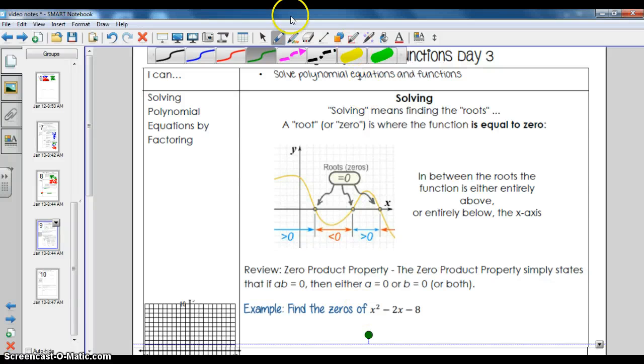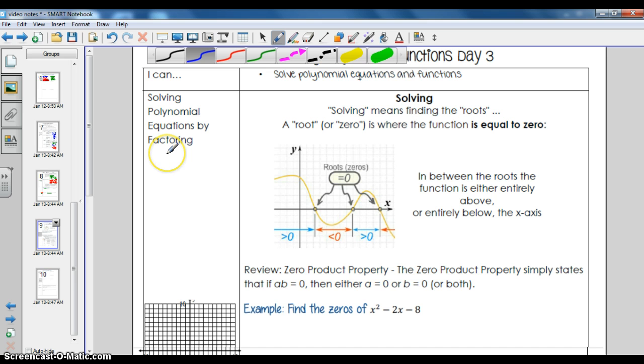All right, so this is lesson 5.5, day 3, and we are solving polynomial equations by factoring. So it's going to feel like a combination of the last two lessons, but this time we are factoring polynomials and then solving. Solving means to find the roots, or the zeros, which we know are where the graph touches the x-axis.